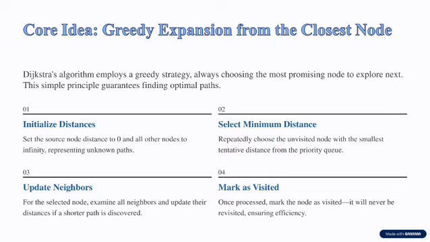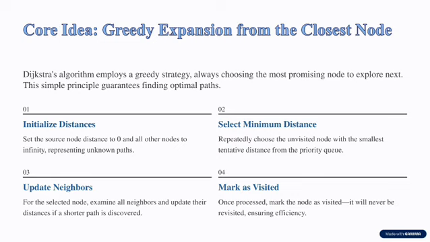The third step is to update the neighbors. Once the closest node is selected, the algorithm examines all its adjacent neighboring nodes. For each neighbor, it checks whether the path through the current node provides a shorter total distance than the one previously recorded. If it finds a shorter path, it updates the distance value for that neighbor.